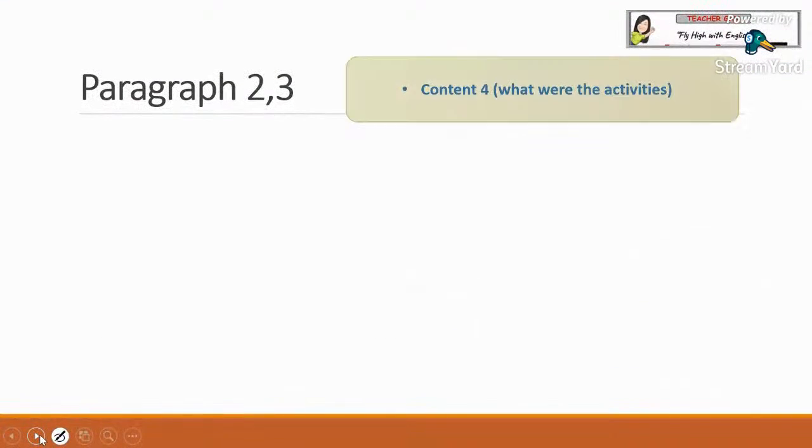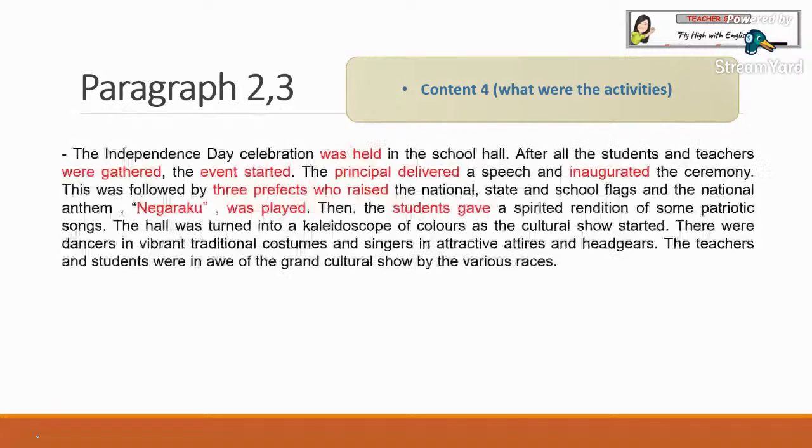More of paragraph 3 and 4. Okay, the Independence Day celebration was held in the school hall. After all the students and teachers were gathered, the event started. Okay, were gathered means dikumpulkan. Okay, let's look at my pen again. Okay, were gathered. The event started.